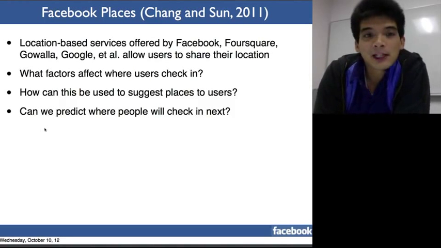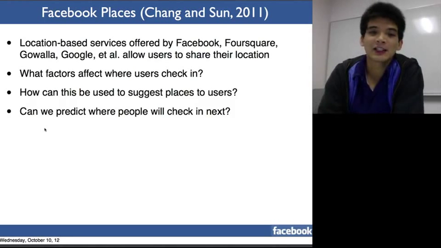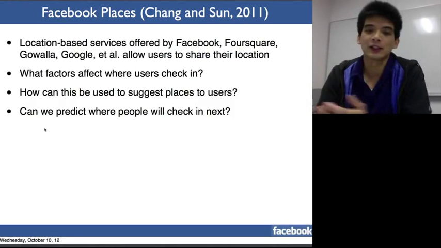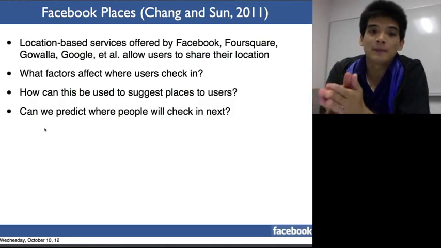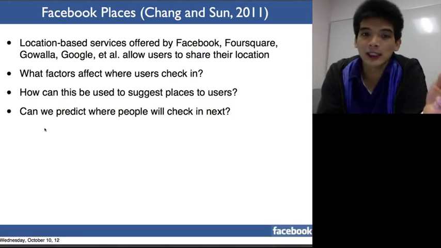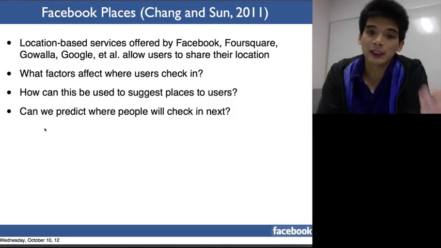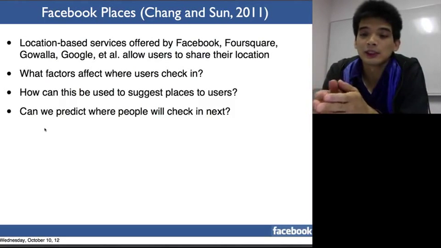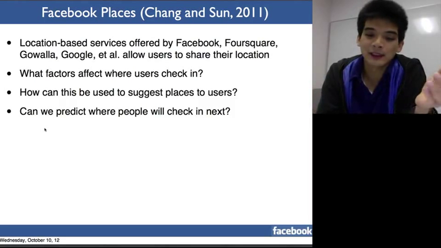So if you're not familiar with it, we have a lot of location-based services now on Facebook, similar to Foursquare. Gowalla, I guess, doesn't exist anymore, but these services all allow users to share their location to their friends. And there's a lot of factors that affect where these users check in, and the idea we had here when working on this paper was to see if we can figure out where people are going to go in the future.